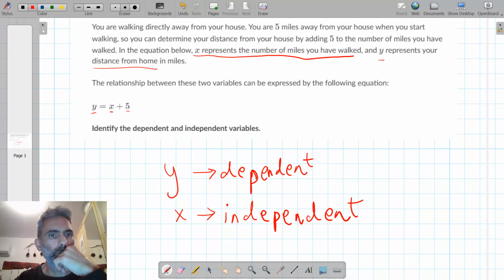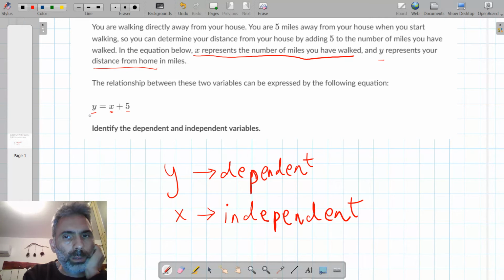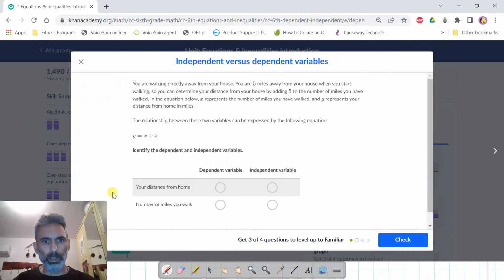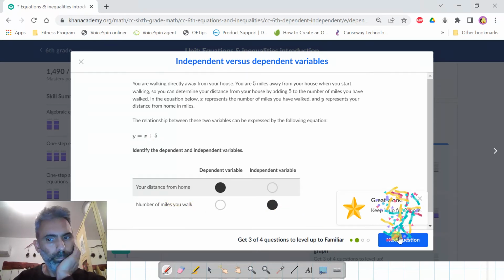Okay, so the longer you walk, the value of x is increasing, and you add 5, so it affects the value of y. So the value of y is dependent upon the value of x. y represents your distance. Okay, so your distance is the dependent variable, and x, the number of miles you walk, is the independent variable. Okay.